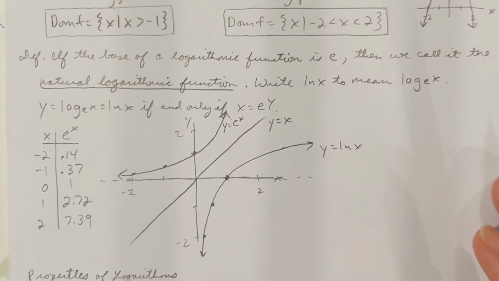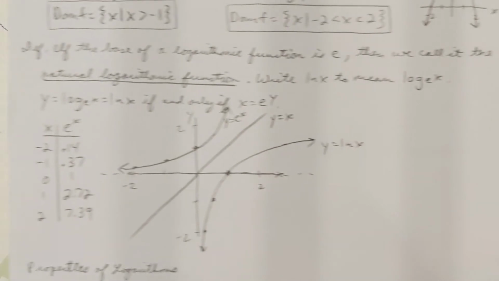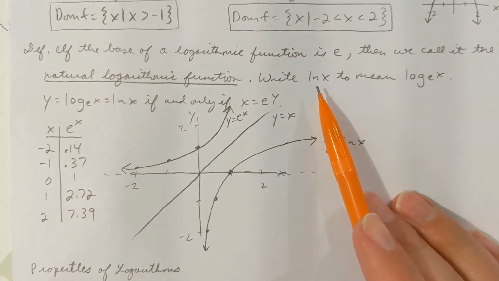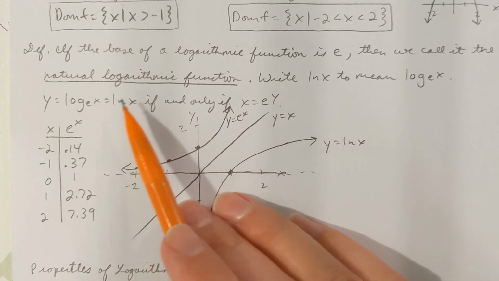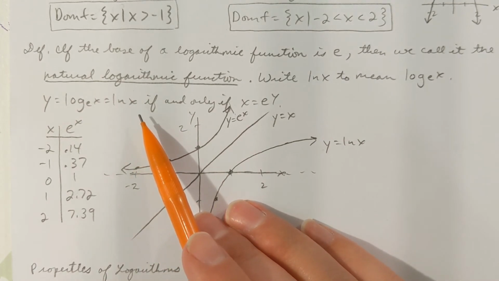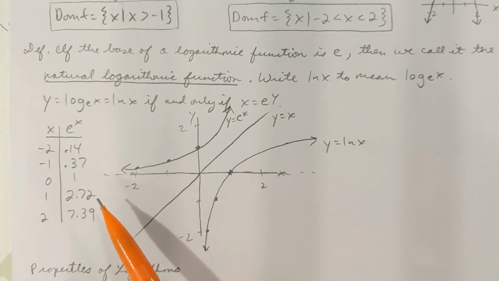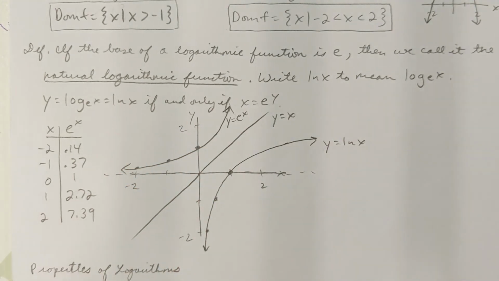All right, the next thing that I want to talk about is what's called the natural logarithm. So here's a definition. It says if the base of the logarithmic function is e, the number e, then we call it the natural logarithmic function. For notation, we're going to write ln of x to mean log base e of x. ln x is pretty standard notation that you'll see in all math books representing a logarithm that has base e. So instead of writing log base e of x, we just simply write ln of x. It's the same thing.